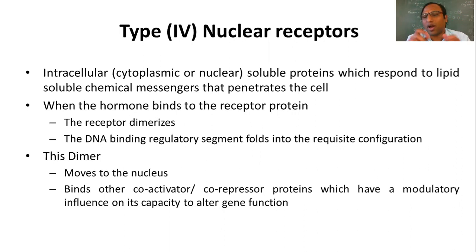It binds with a co-activator or co-repressor protein, which has a modulatory influence on its capacity to alter gene function. So the gene function will be activated or it will be inhibited. Here, the main inhibition will not be replication. The main inhibition will be either the transcription process, or the splicing process, or the translation will be blocked. That is how the process is inhibited, and that is what we have to understand here.